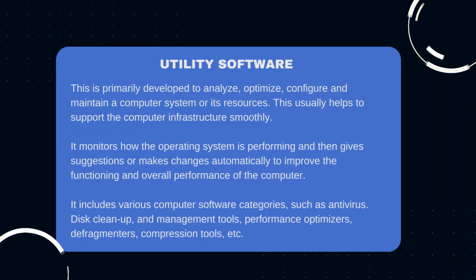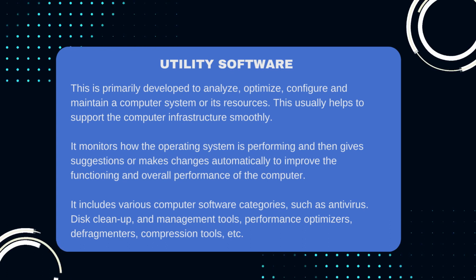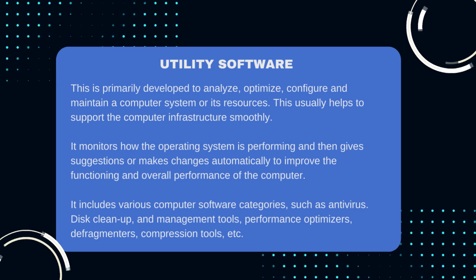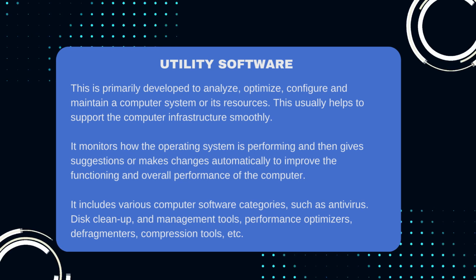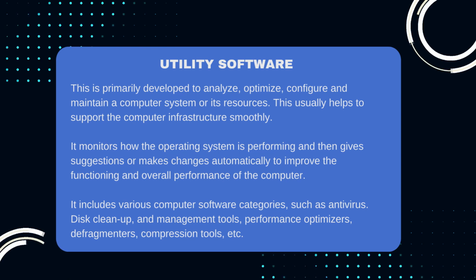And we have the last type of system software, which is utility software. This is primarily developed to analyze, optimize, configure, and maintain a computer system or its resources. This usually helps to support the computer infrastructure smoothly. It monitors how the operating system is performing and then gives suggestions or makes changes automatically to improve the functioning and overall performance of the computer. It includes various computer software categories such as antivirus, disk cleanup and management tools, performance optimizers, defragmenters, compression tools, etc.